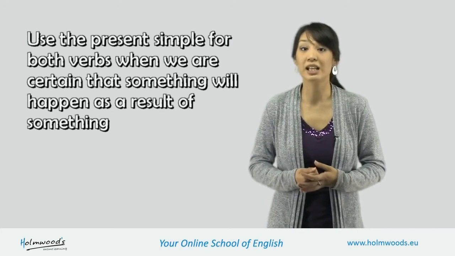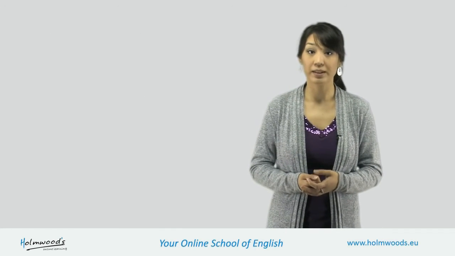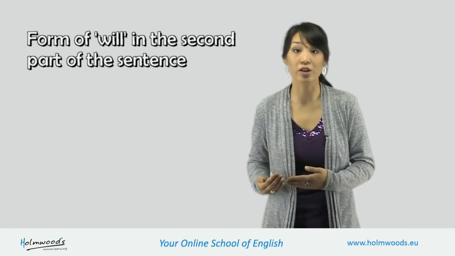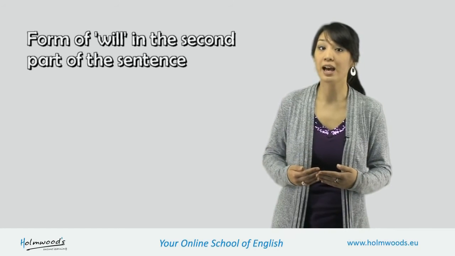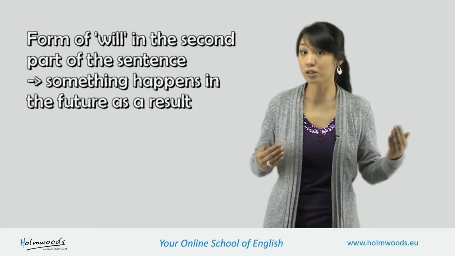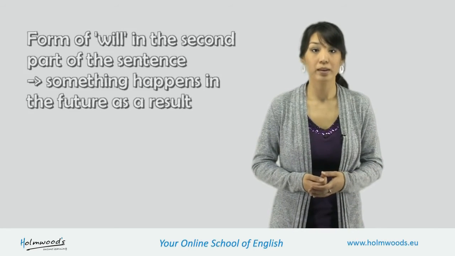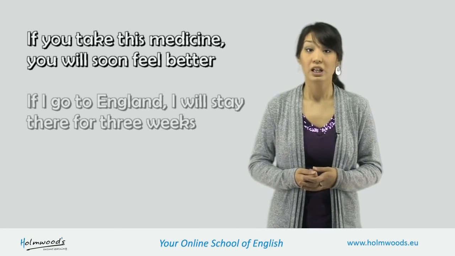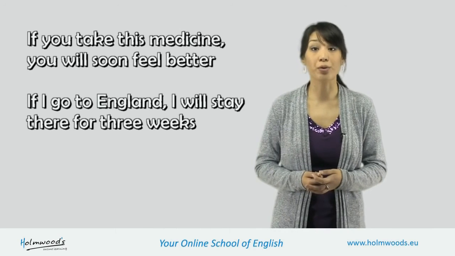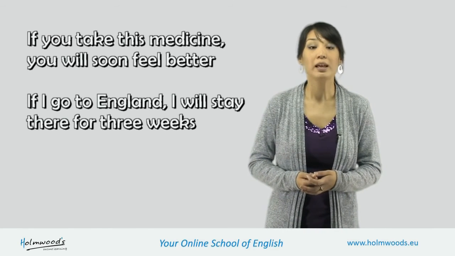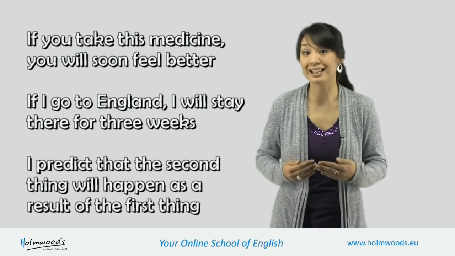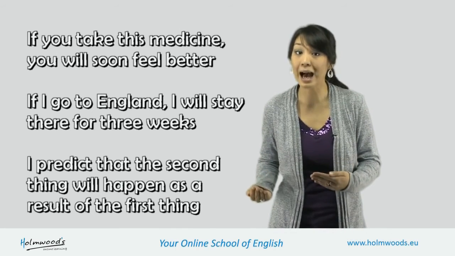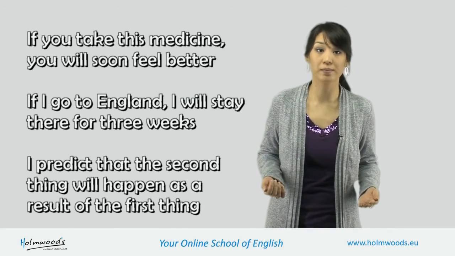Now we'll look at a slightly different type of sentence. Here, I use a form of the auxiliary verb will in the second part of the sentence to predict that something happens in the future as a result of the first thing. If you take this medicine, you will soon feel better. If I go to England, I will stay there for 3 weeks. In these sentences, I predict that after the first thing happens, the second thing will very likely happen as a result of the first thing.